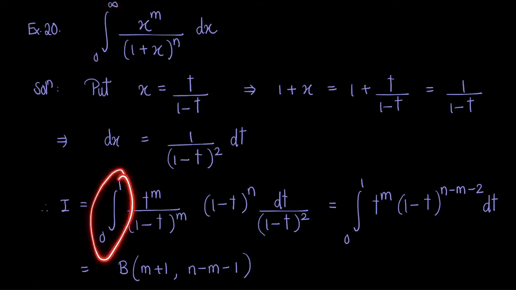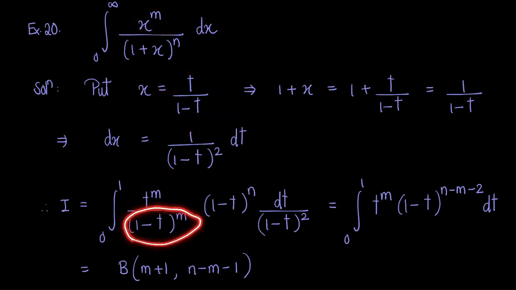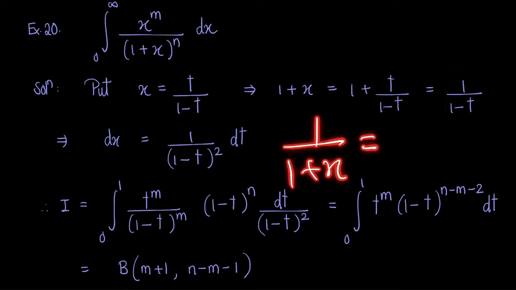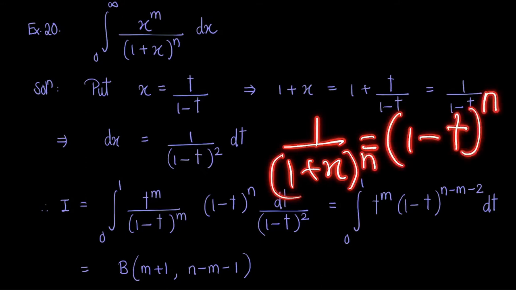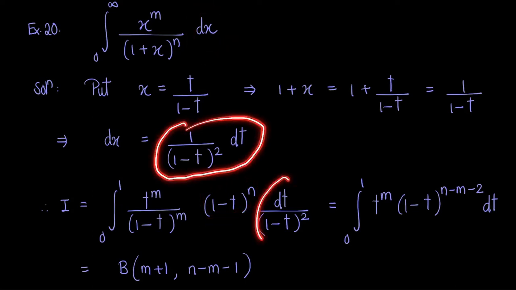So this integral becomes integration 0 to 1 x raised to m. Now the value of x is t upon 1 minus t. So this raised to m means t raised to m upon (1 minus t) raised to m. Now in the denominator we have 1 plus x. The value of 1 plus x is 1 upon 1 minus t. Therefore 1 upon 1 plus x will be 1 minus t. So this raised to n is equal to (1 minus t) raised to n. Therefore 1 upon (1 plus x) raised to n will be (1 minus t) raised to n. And dx is (1 minus t) whole square dt.